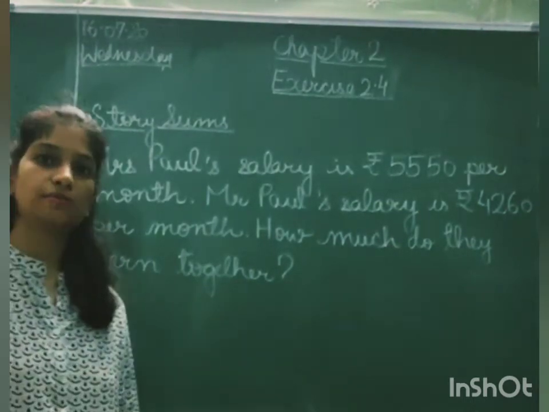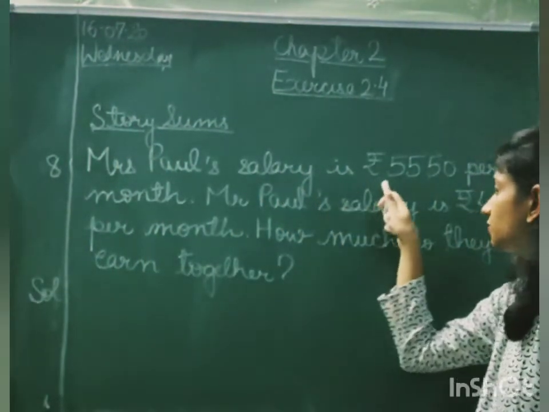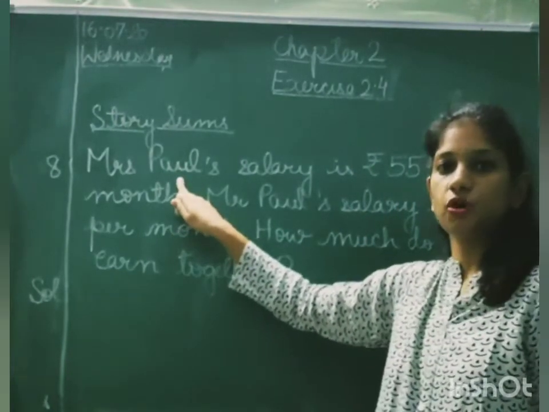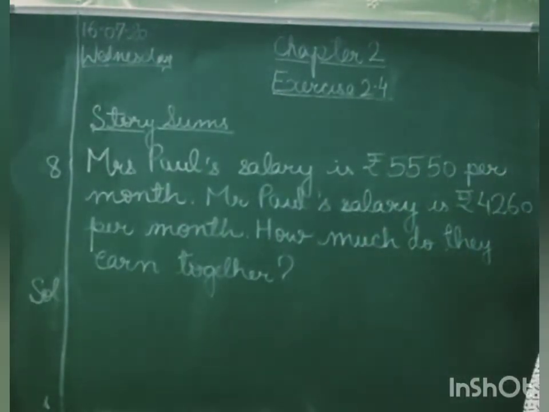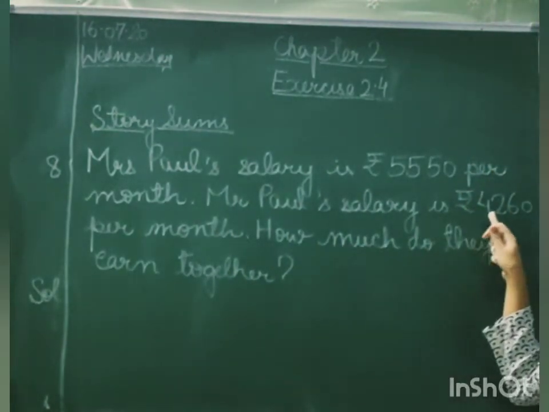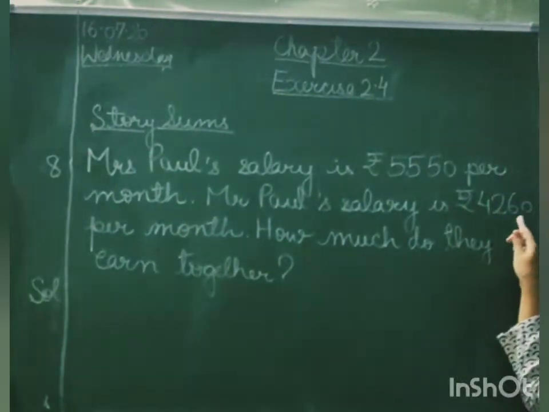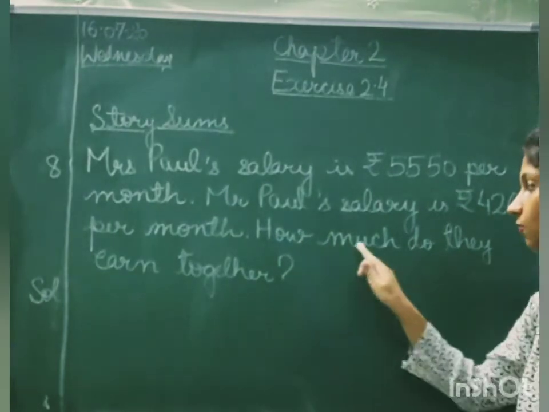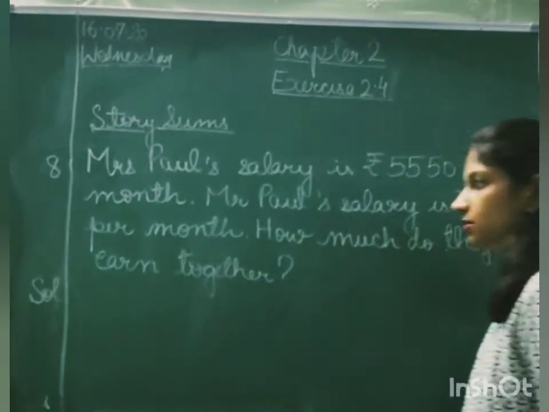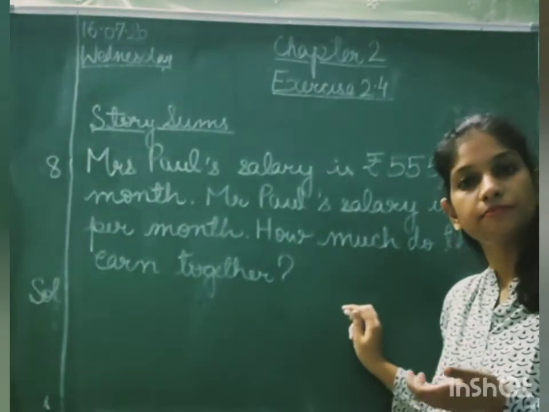So next I am doing question number 8. So let's read it. Mrs. Paul's salary is rupees 5,550 per month. Mrs. Paul की salary है 5,550 rupees every month. Okay. Mr. Paul's salary is rupees 4,260 rupees per month. Mr. Paul की salary कितनी है? 4,260 rupees. How much do they earn together? यानी दोनों total कितनी income है? दोनों की total और combined income क्या है?